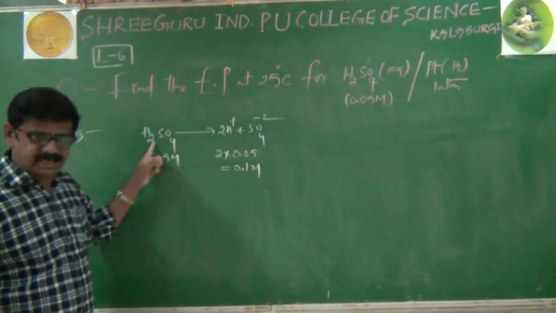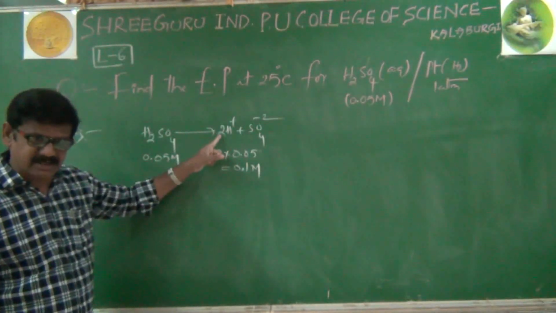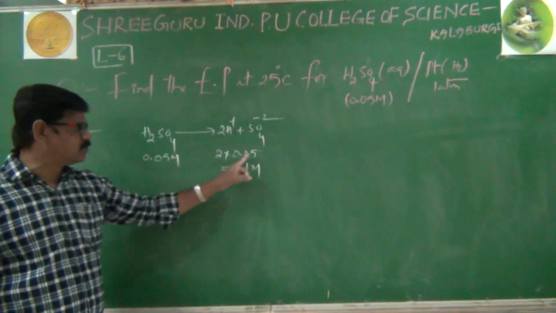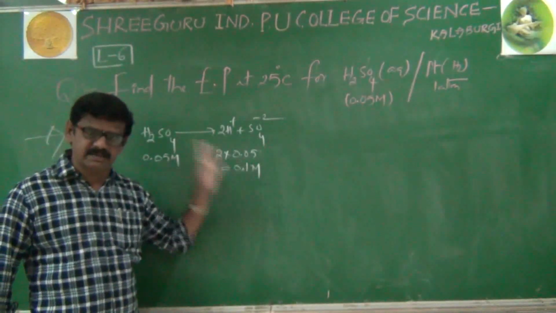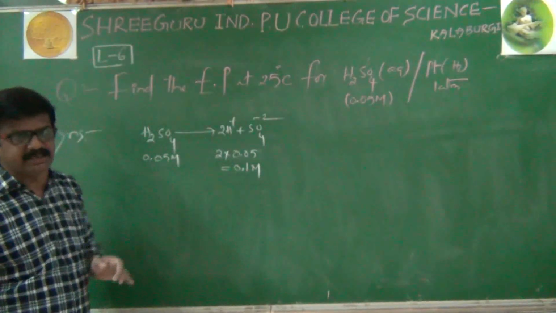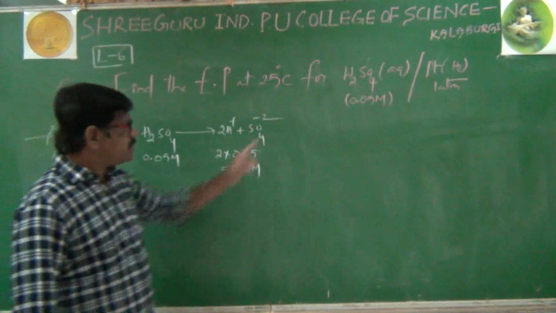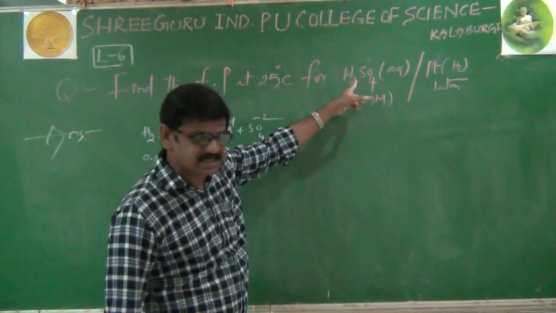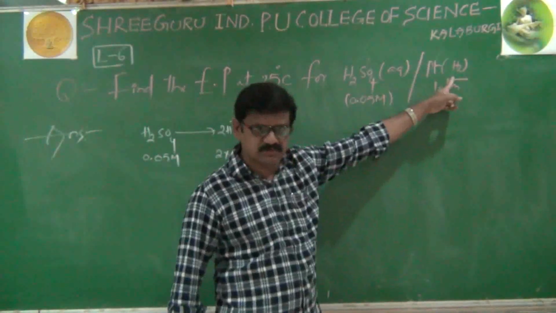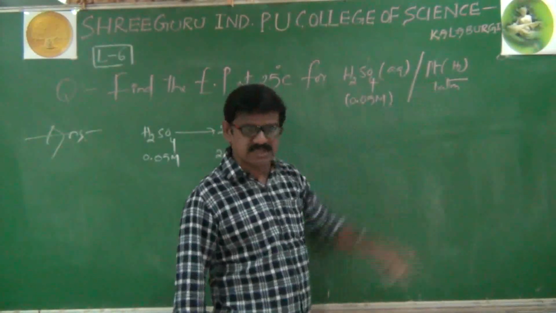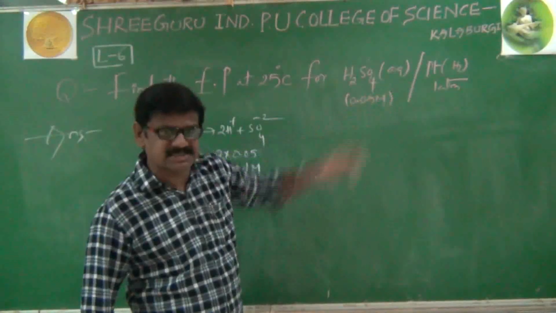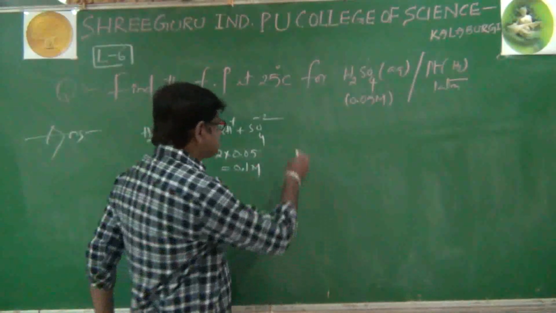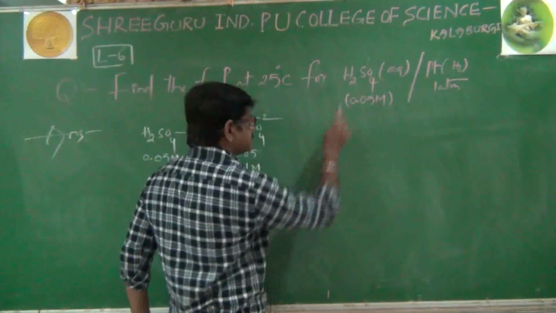It is a dibasic acid. It has 2 H plus ions. That's why 2 into 0.05 is 0.1 molar. 0.1 molarity. Okay. Now we will observe the symbol. H2SO4 contains H plus oblique H2. H plus oblique H2 is again a reduction symbol only. We will write its relevant reaction like this.